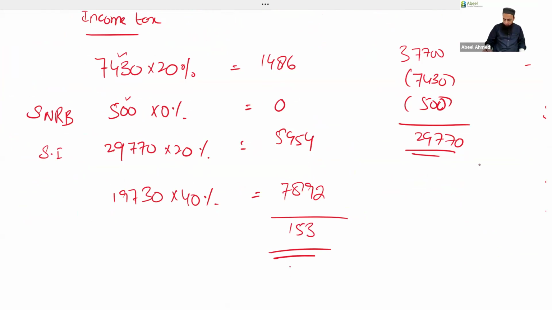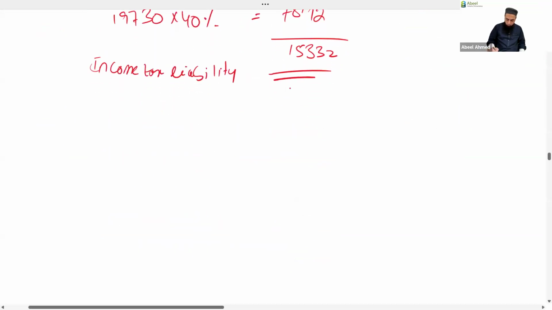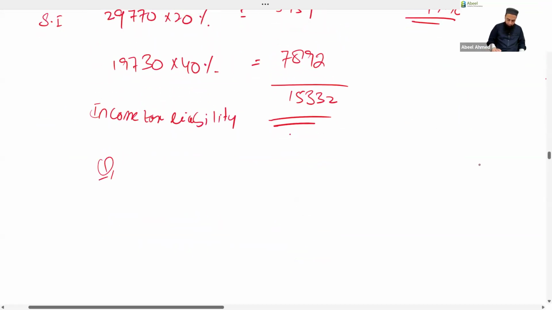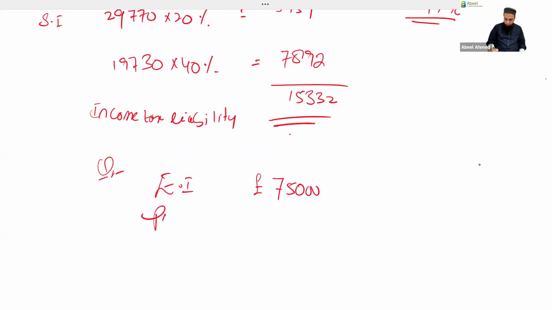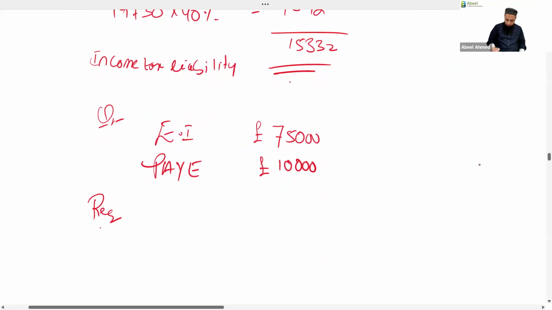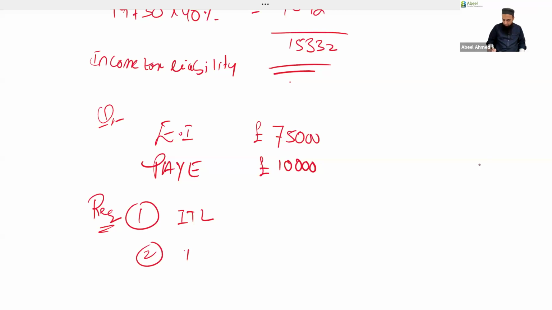Your income tax liability is 15,332. Income tax liability. Okay, let me give you one more question. Simply, employment income is, let's say, 75,000. We have got pay as you earn is 10,000. Required: income tax liability. And the second is tax payable.